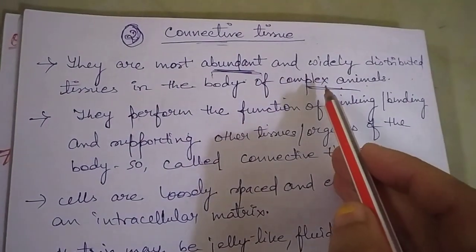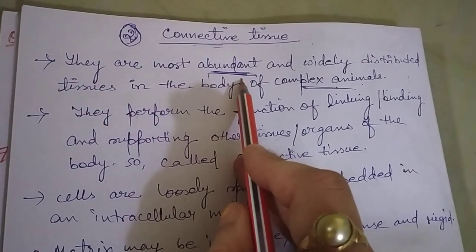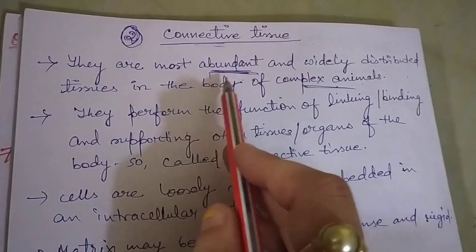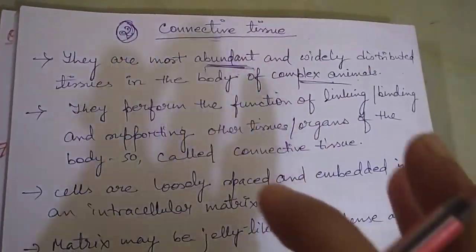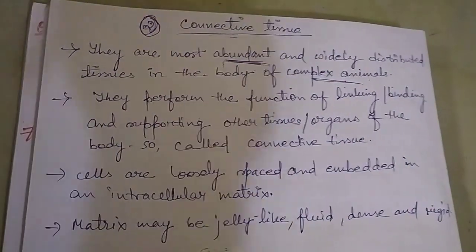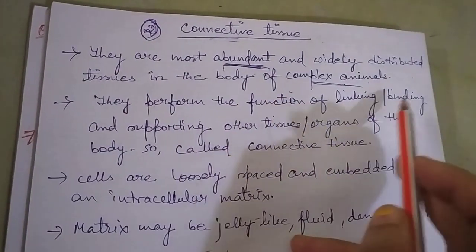So we will see that in complex animals the connective tissues are most abundant. They are found in most parts of the body, and they are widely distributed. They are found in every part of the body. They are not restricted to a certain part. They are found in almost every part of the animal. Okay. Then we will see that they perform the function of linking or binding.